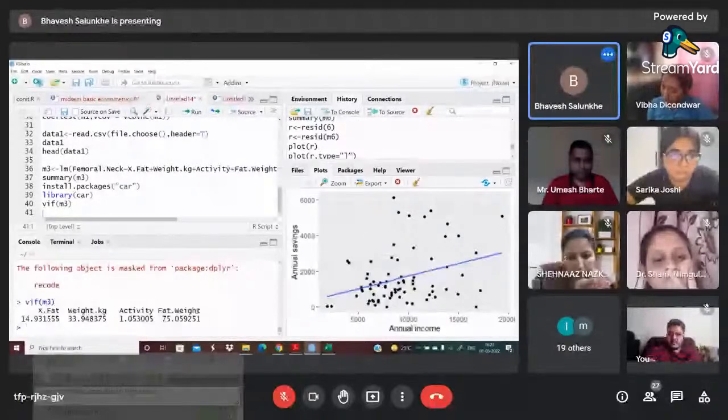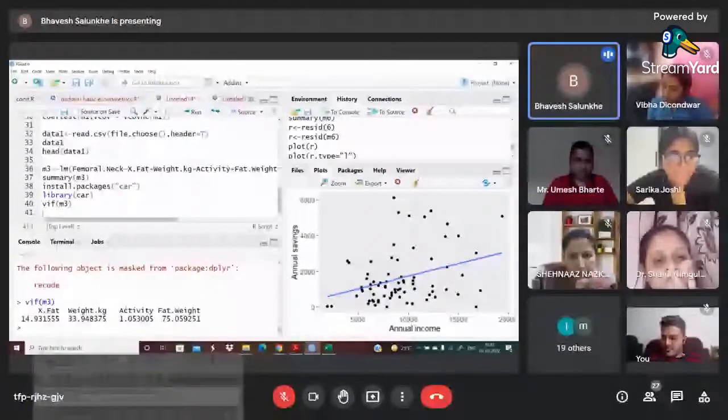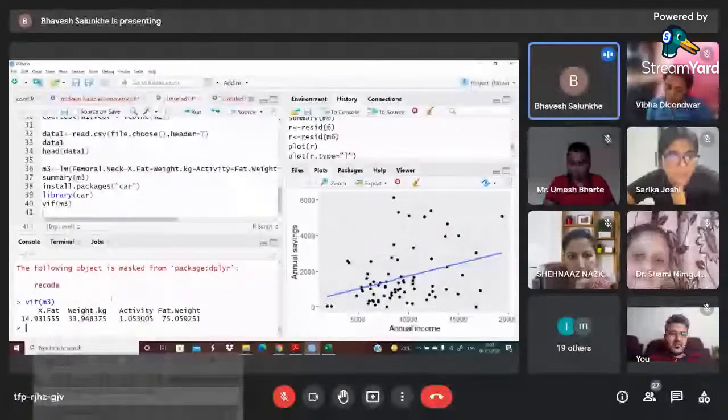Your confidence interval will be very large. All these are the different implications of getting very large standard errors when there is multicollinearity. Is this clear, participants?